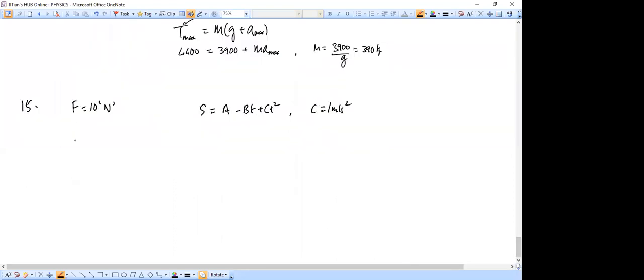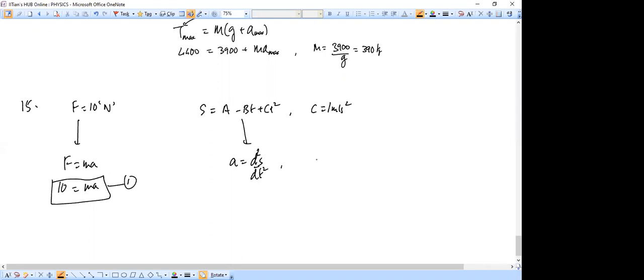So first we use Newton's laws. F is equal to ma. So 10 newtons is equal to mass into acceleration. Then you use this relation that acceleration is the second derivative of displacement with respect to time. So ds by dt, which is the velocity, will become the differentiation of this term. That is minus b plus 2ct.